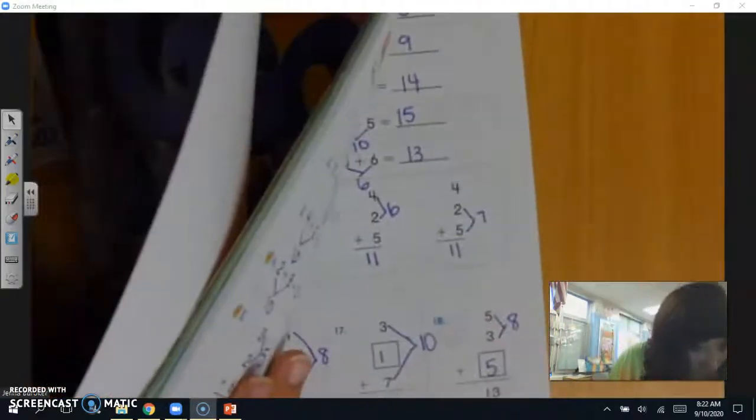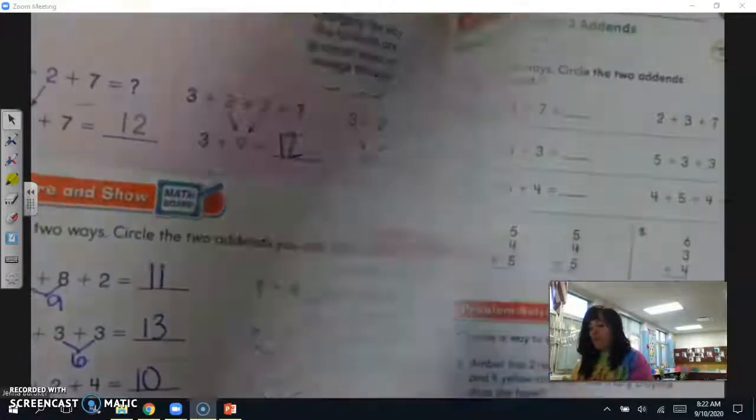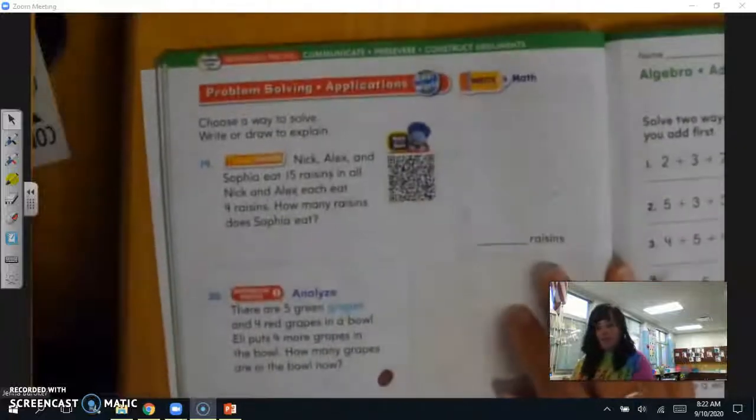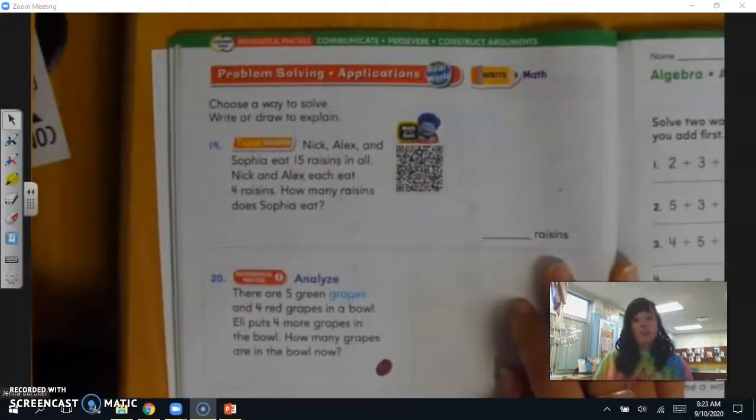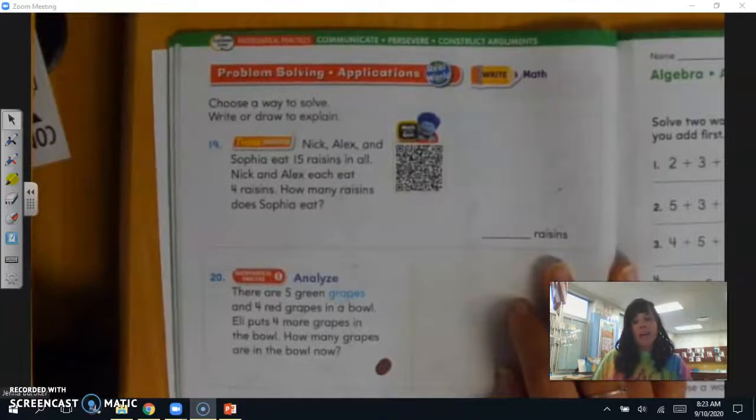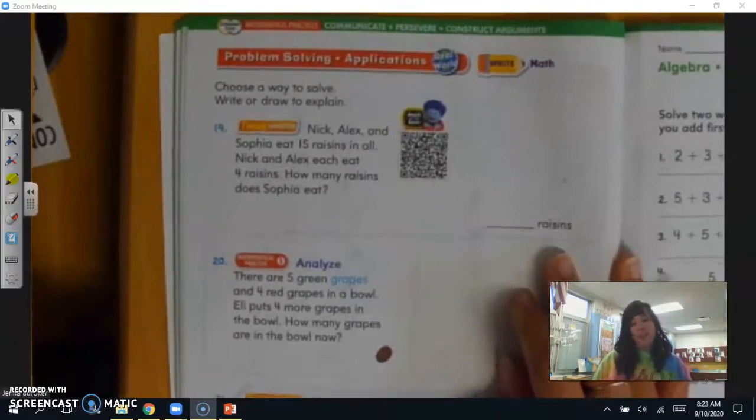How much more time do I have? Ooh, not much. Only got a minute. Okay. So I'm not going to be able to get through this page, this problem solving page. So I want you to try it. Get some help from mom and dad. See if you guys can figure it out and work it out.